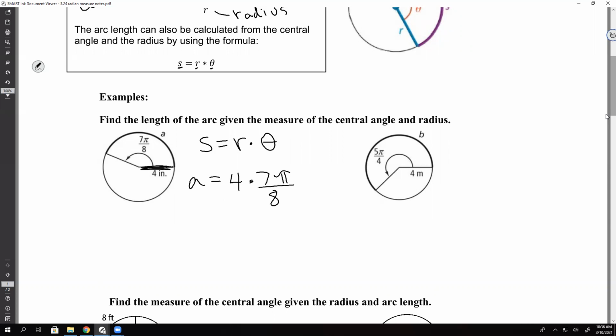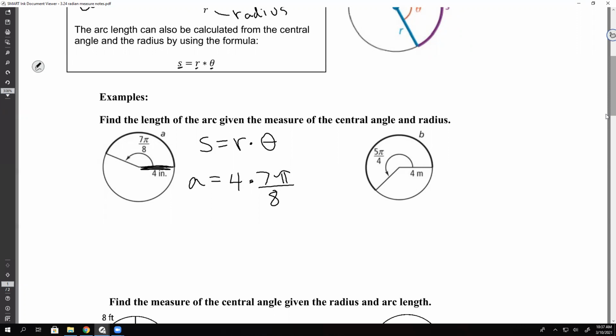Now, how your answer looks depends upon how they have it phrased in the assignment. If they want you to keep it in terms of radians, you keep the pi and you don't multiply it in. If they want you to round it to the nearest tenth, then you can multiply it in the calculator. We'd do 4 times 7 times pi, divided by 8. I'm going to work it both ways though.